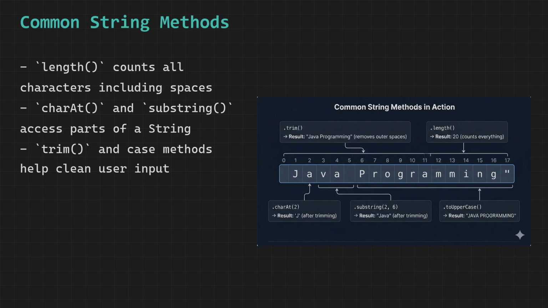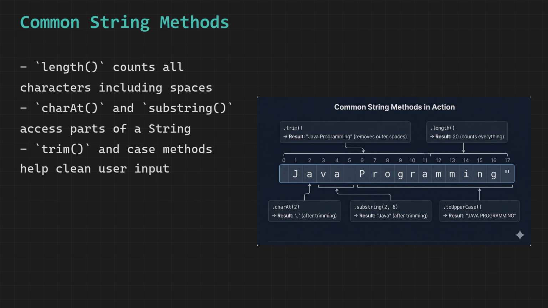The String class comes with a toolbox of methods that help you inspect and change text easily. The length method tells you how many characters are in the string, including spaces. The charAt method is like an index finger pointing to a specific spot. Remember, Java starts counting at 0, so the first letter is at position 0.